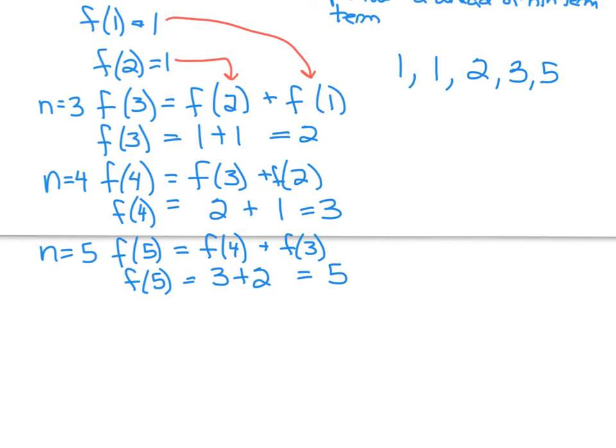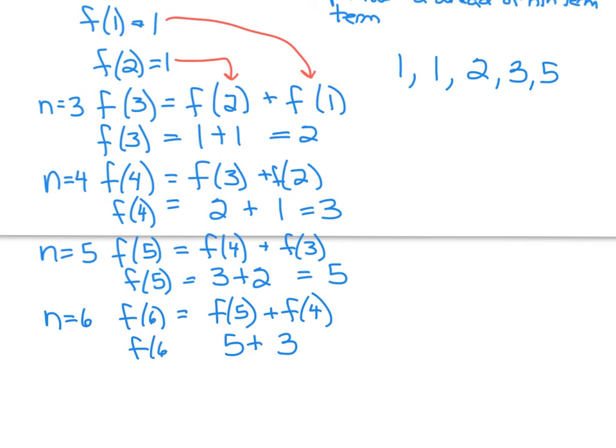Make room for one more term. So if I want to find f of 6, that means that n is equal to 6. So f of 6 will just be equal to f of 5 plus f of 4. Well, f of 5 we just found out was 5. f of 4 was 3. So that tells me when I add them together that f of 6 is equal to 8. So my next term is 8.